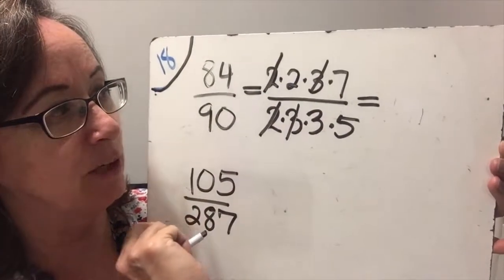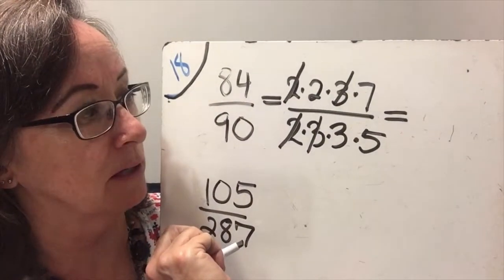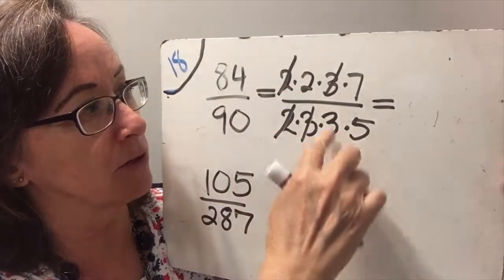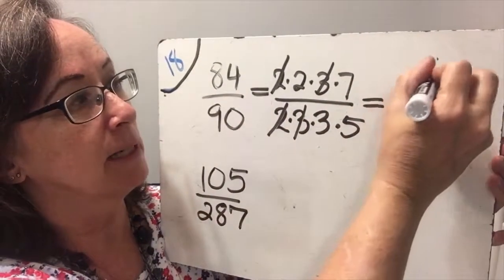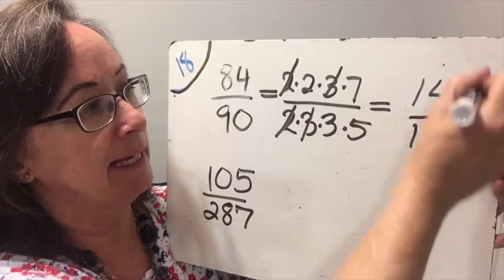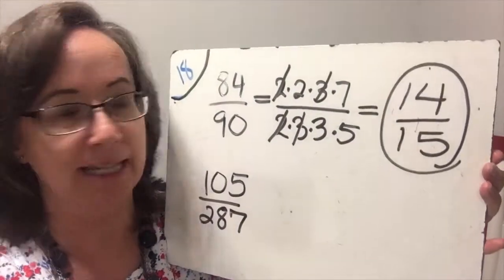And then, can you see anything else? We were able to cancel out 2 factors, but we're done, all right? Because there's no 2 to match, there's no 3, there's no 7, there's no 5. So we're left with 14 over 15. And that is as simple as we can get that fraction. That is the correct answer.